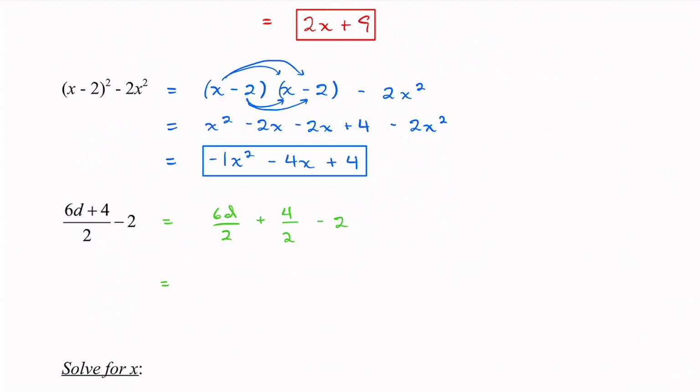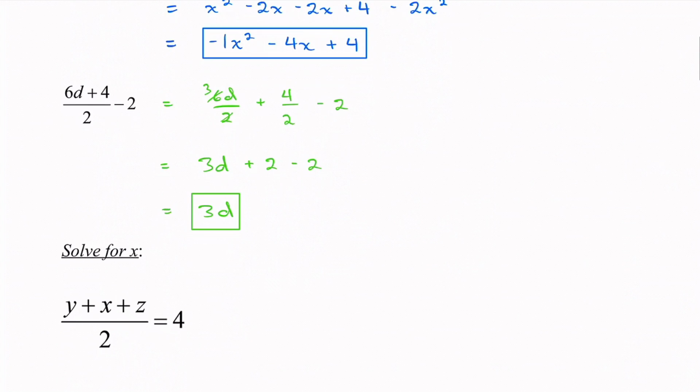And then simplifying the first one, 6d divided by 2 is just 3d. And then 4 divided by 2 is 2. And then minus 2. So these two are going to cancel out. So I'm just going to get 3d.